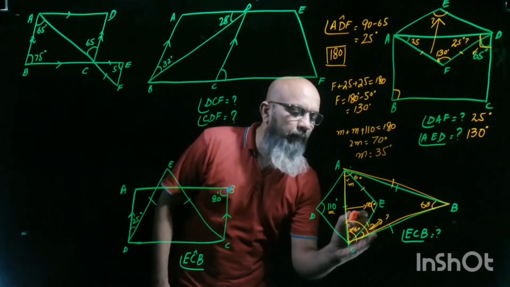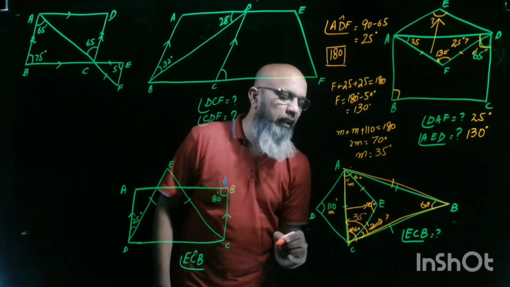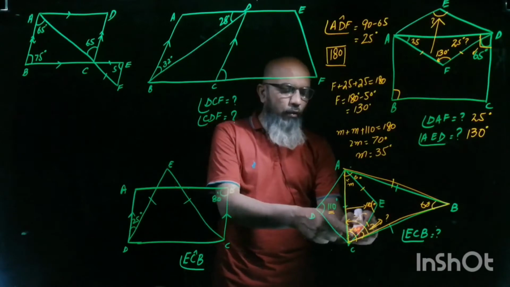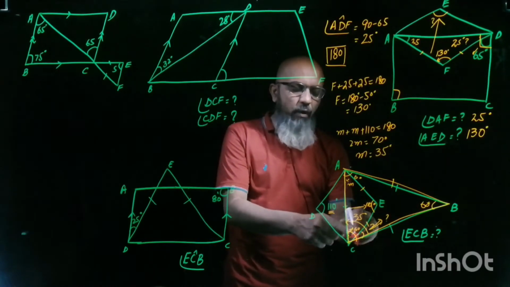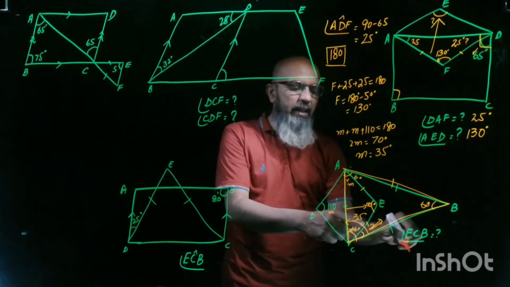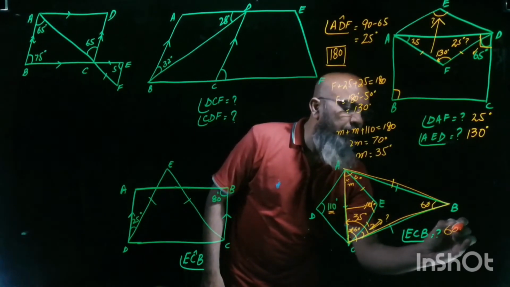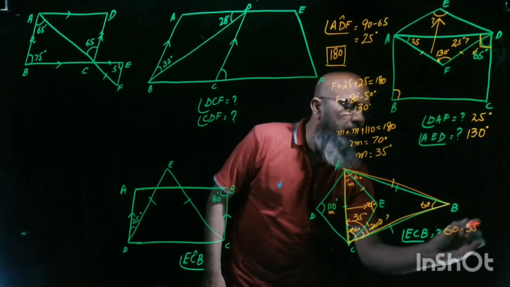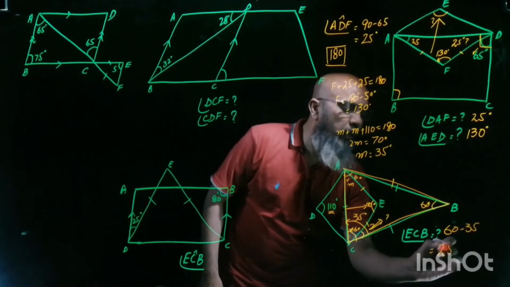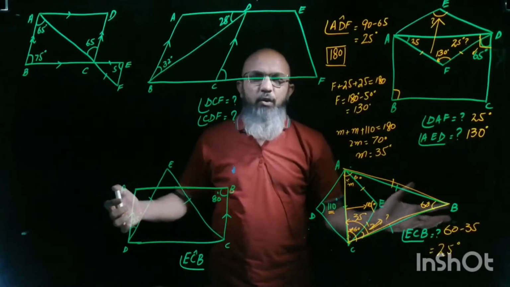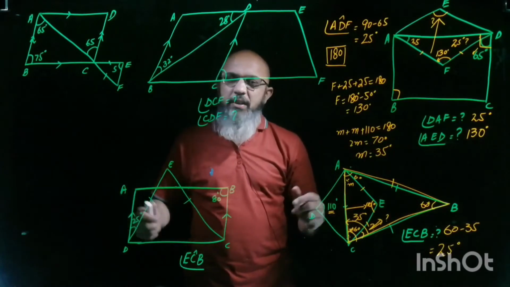So it means this angle is 35 degrees and the total angle is 60 degrees. So what you get? You will subtract 35 from 60 for finding angle ECB, means you get 60 minus 35. So your answer is 25 degrees. So in this way you solve these questions, right?